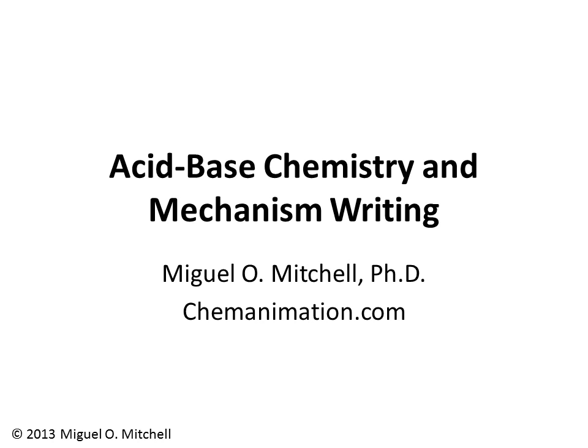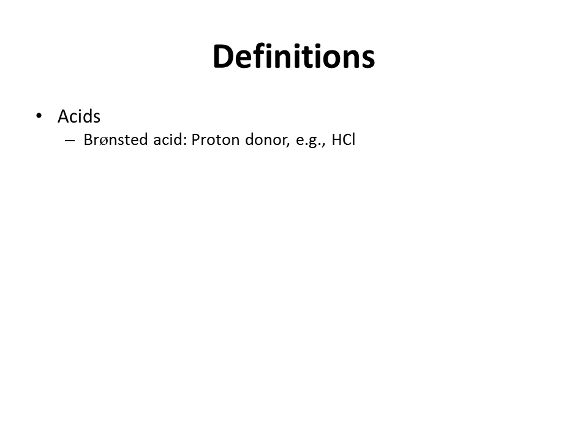This is a lecture on acid-base chemistry and mechanism writing. Here are some important definitions. For acids, we have the Bronsted acid, which is a proton donor, such as HCl, hydrogen chloride, or hydrochloric acid in water. For example, hydroxide, base, will pull off the proton from HCl to form water plus chloride anion.